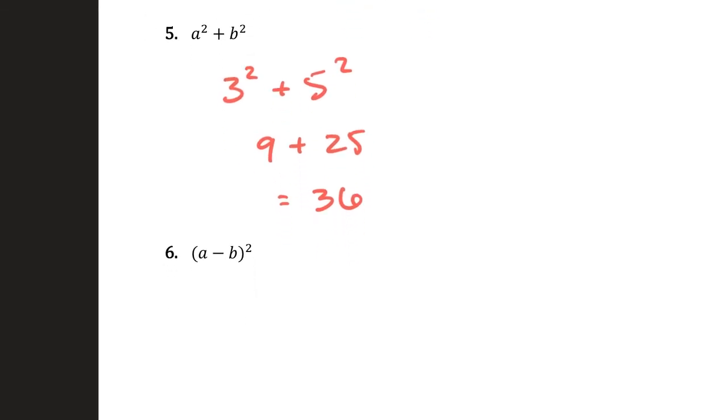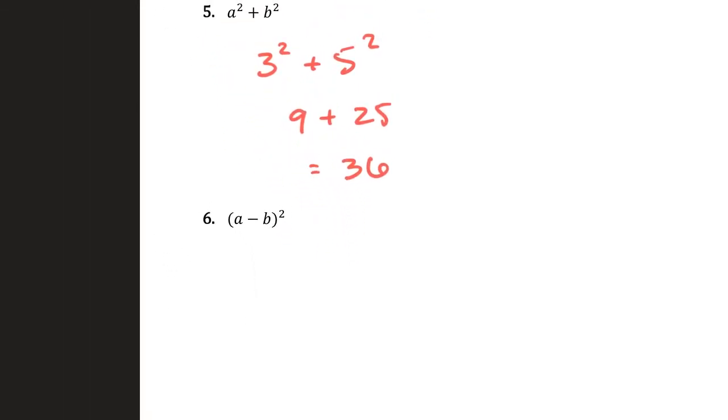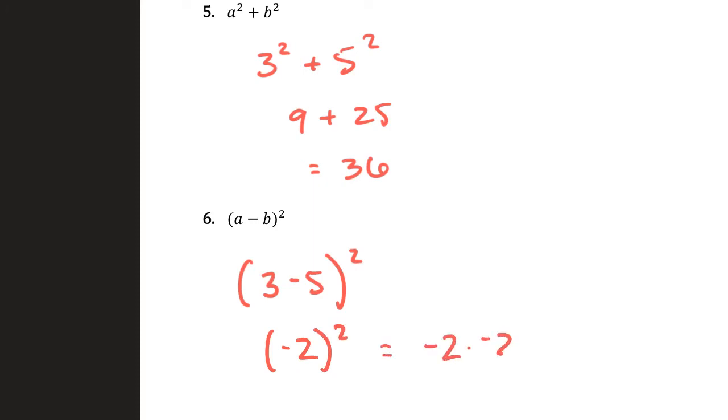Let's look at this last one here. Again, I'm going to substitute. So you would have 3 minus 5 squared, all right? So in this case, what's 3 minus 5? 3 minus 5 is negative 2, squared. That's negative 2 times negative 2, which would be a positive 4. Pretty simple. I know I went through that pretty quickly, but just to give you a quick baseline of some powers and exponents and how they work.